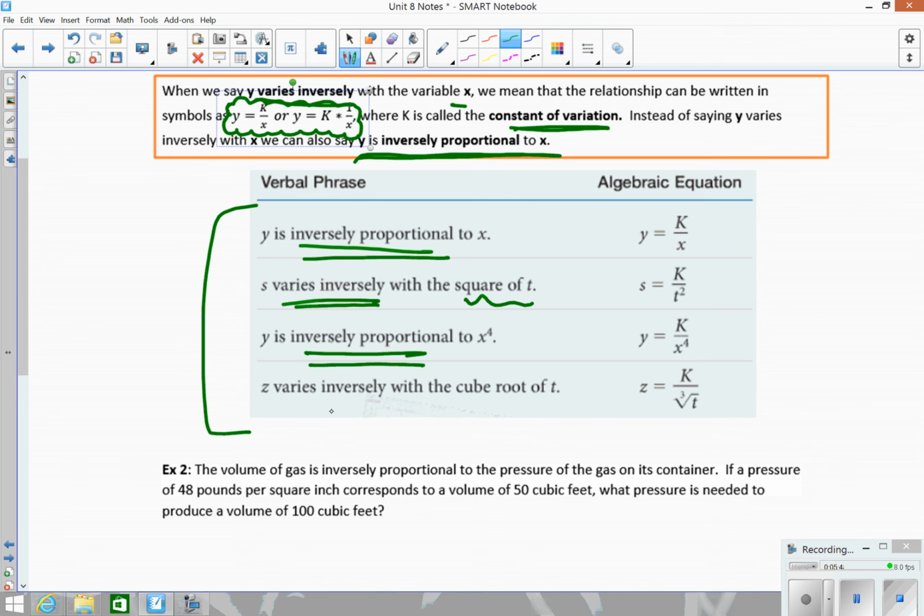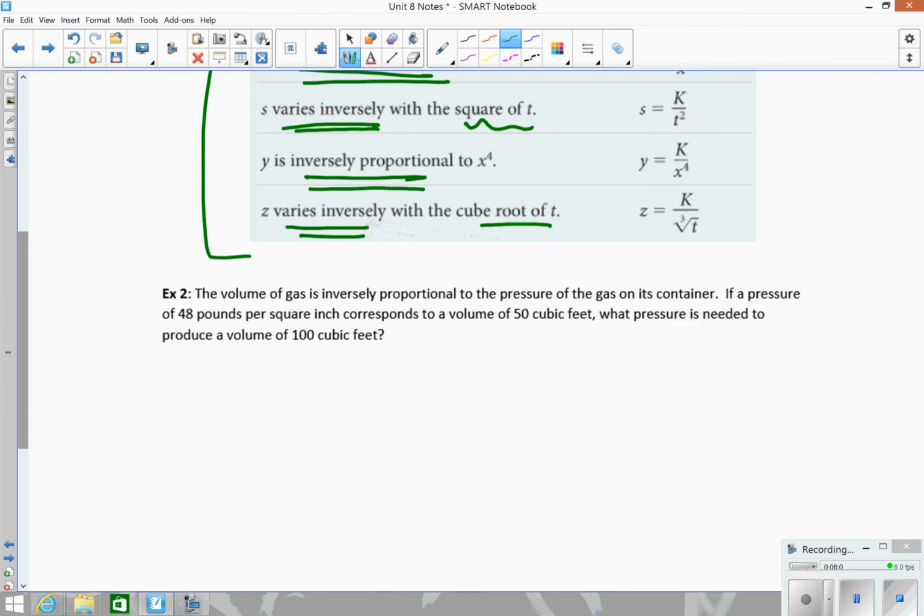And y varies inversely. So z varies inversely, so z equals k over the cube root of t. So those are just some scenarios. Let's look at an example.